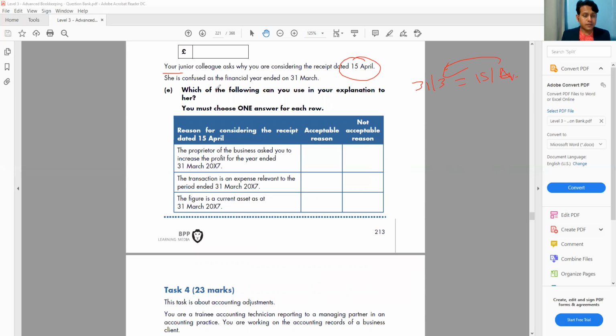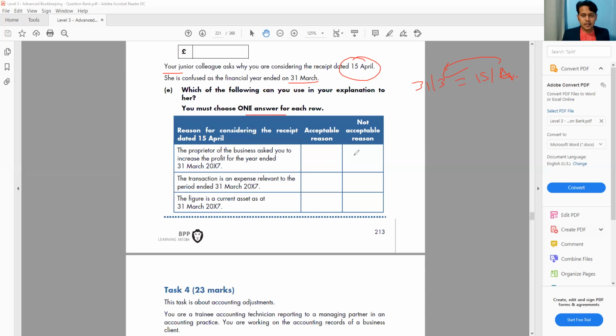So she is confused, as the financial year ended 31st of March. She is saying our year is ending 31st of March and we received the money on 15th of April, so why do you still need to record this for this year? Which of the following can you use in your explanation to her? You must choose one answer for each row. So let's read this one and try to find out.